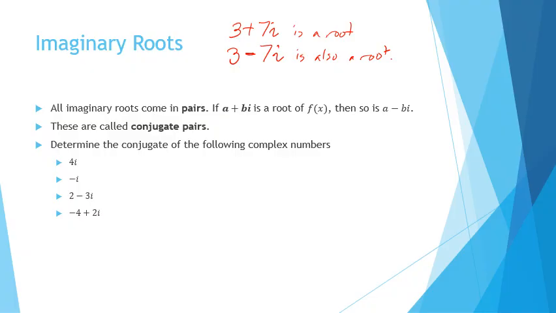So to determine the conjugate of the following complex numbers, taking a look here, we have 4i. This will become -4i. Negative i becomes positive i. 2 minus 3i becomes 2 plus 3i. And then -4 plus 2i is -4 minus 2i. So that should be our answer there.